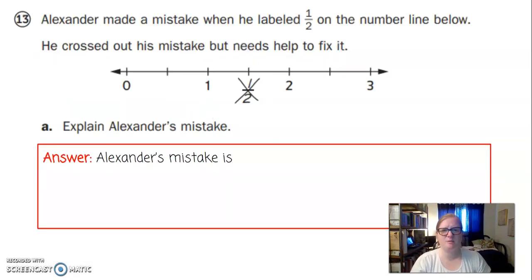Alexander made a mistake when he labeled 1/2 on the number line below. He crossed out his mistake but needs help to fix it. Explain Alexander's mistake. Alexander's mistake is, why do you think he put half right here? And then where does half actually go?